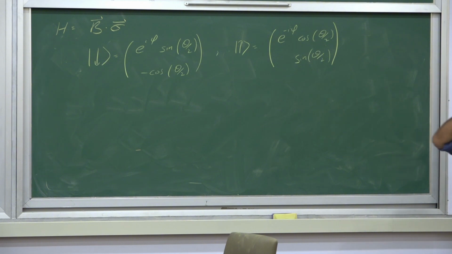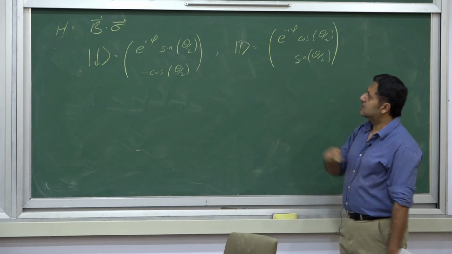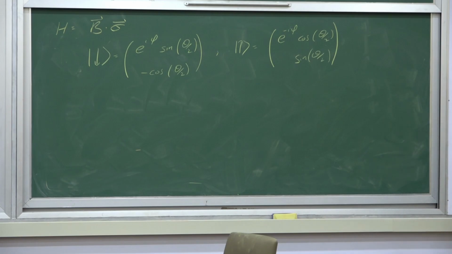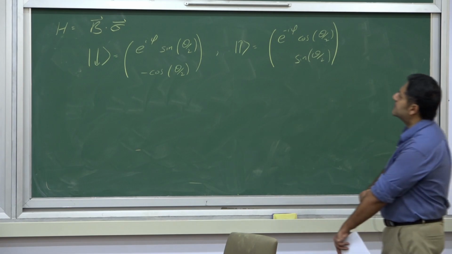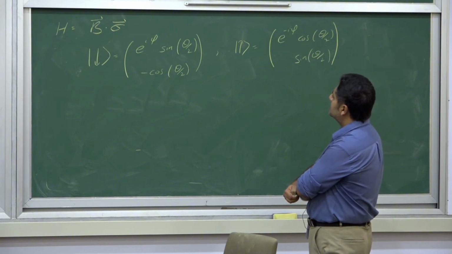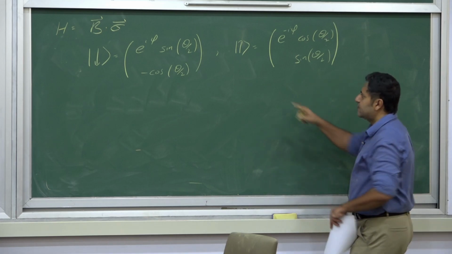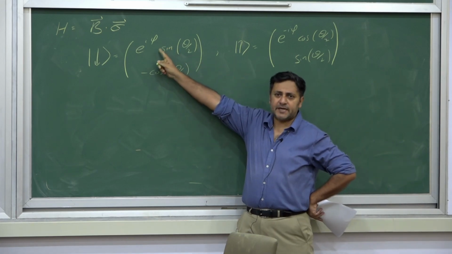Now this state, you might not have thought of it this way, but this state has a problem at the north pole. At the north pole or at the south pole. So at theta equals pi, yeah, this has a problem at the south pole. Because if I put theta equals pi, I get a 1 over here.